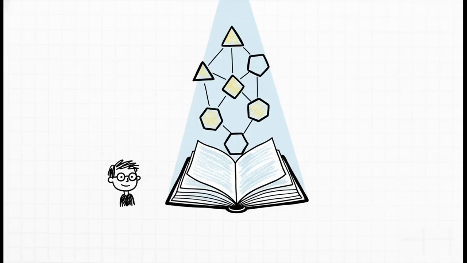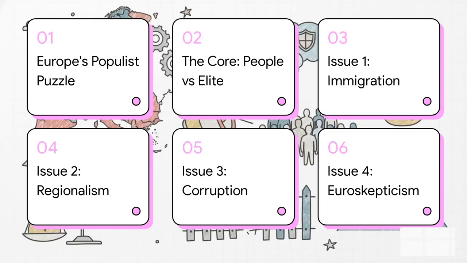To figure that out, we're going to dive into the work of political scientist Paul Taggart. His research gives us this incredibly clear framework for understanding what's really going on. So here's our game plan. First, we're going to nail down the one core idea that powers all forms of populism. Then, we'll explore the four main battlegrounds where that idea really comes to life, here in Western Europe. Stick with me, and by the end, this whole puzzle is going to make a lot more sense.